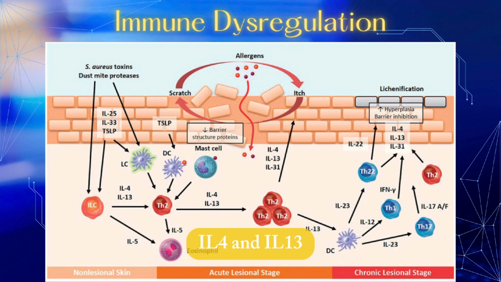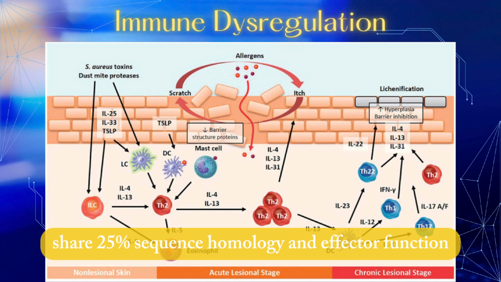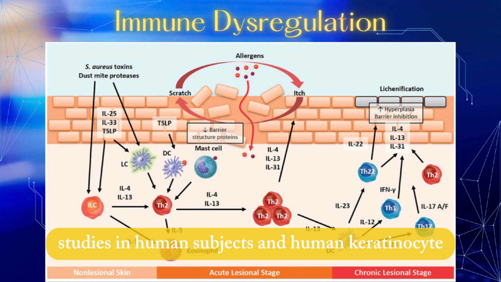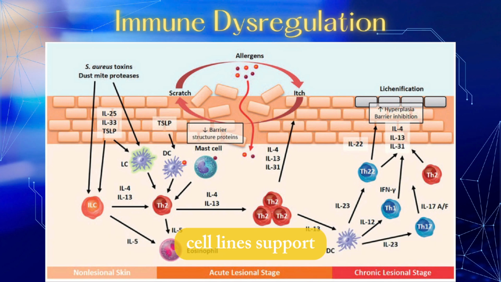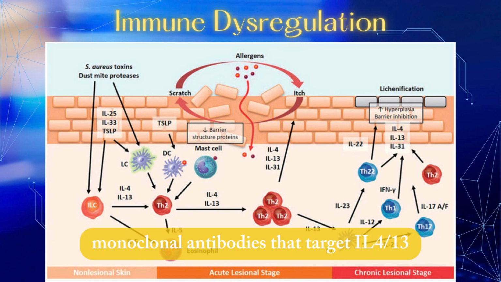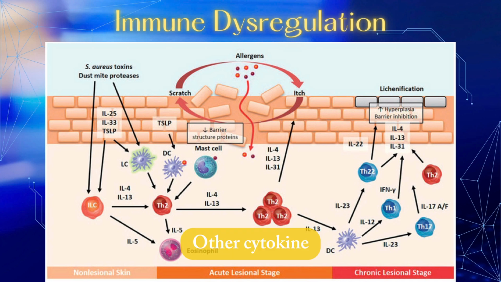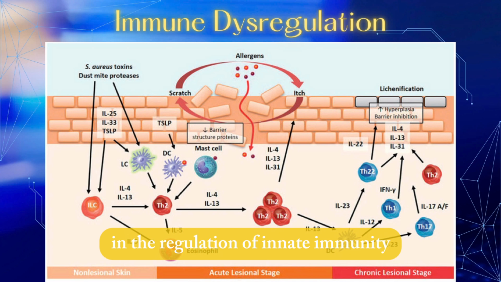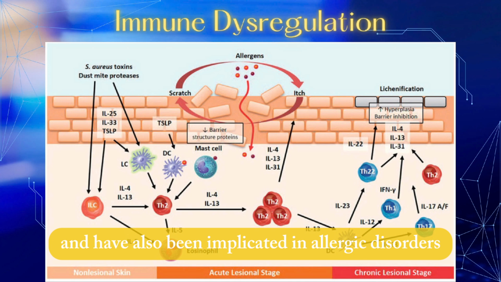Although interleukin-4 and interleukin-13 share a 25% sequence homology and effector function, studies in human subjects and human keratinocyte cell lines support an independent role for interleukin-13 in AD pathogenesis. Monoclonal antibodies that target interleukin-4 or 13 represent effective treatment for AD. Other cytokines. Th17 cells are important in the regulation of innate immunity, in particular neutrophil recruitment, and have also been implicated in allergic disorders.